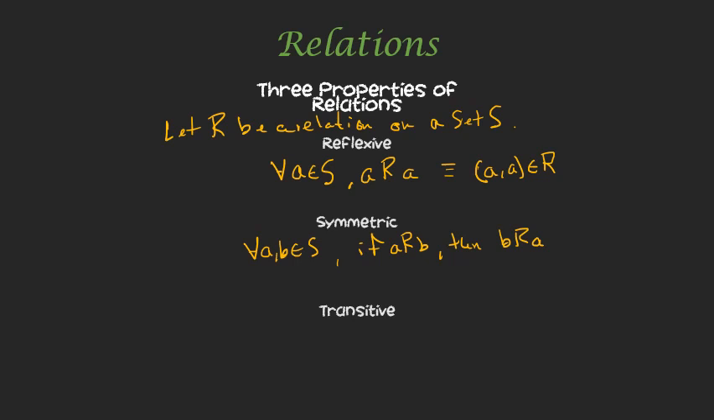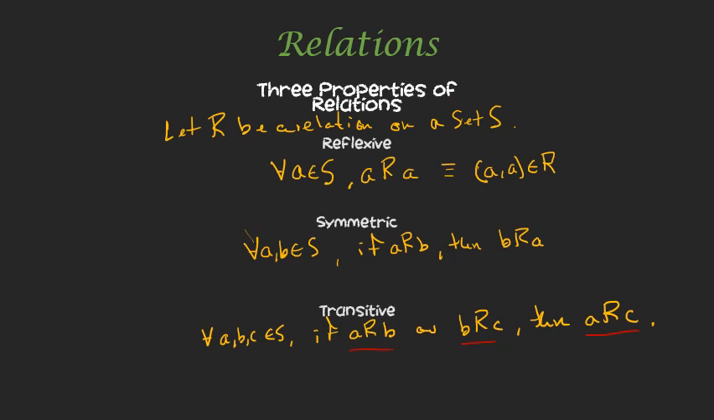And then lastly, we have transitivity. I didn't mention it in the last example because that relation wasn't transitive. This concerns triples of elements in S. So we could state it like this: for all A, B, C in S, if A is related to B and B is related to C, then A is related to C. If we have these two things, A related to B and B related to C, we say it's transitive if it always follows that A is related to C.